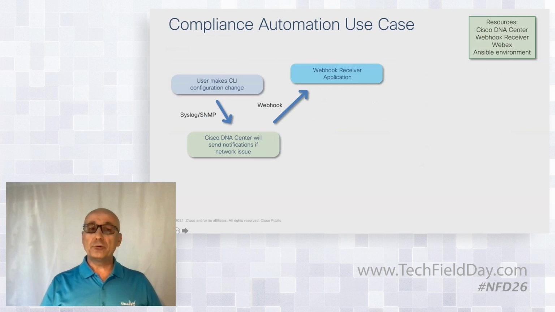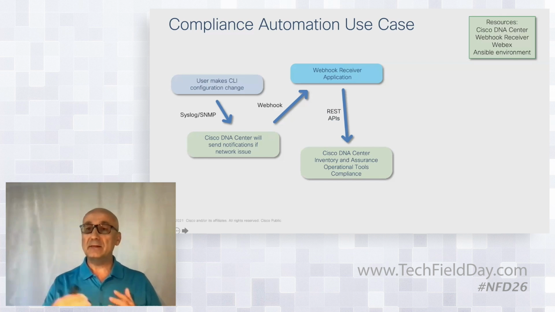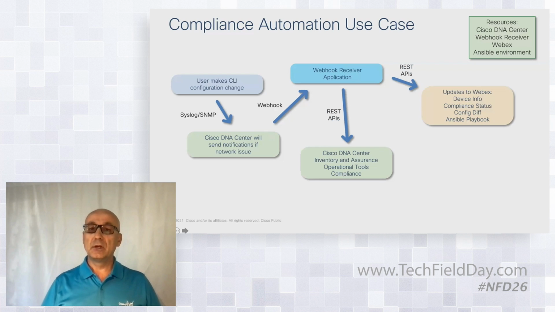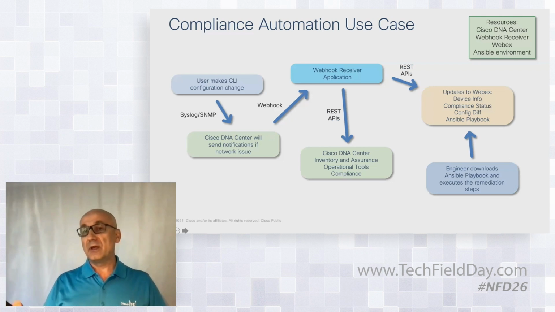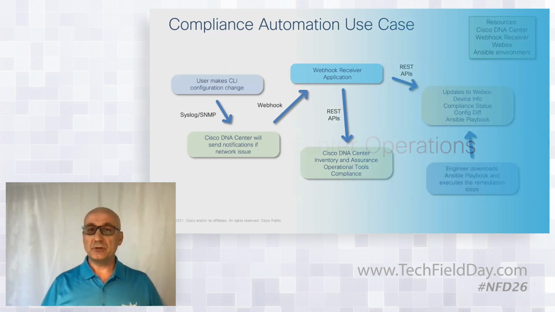And from there, through webhooks, I'm going to send a notification to a custom application. This is the proof of concept to showcase the abilities to use code. From that webhook receiver, I'm going to call Cisco DNA Center REST APIs to learn more information regarding the issue, the device that is impacted, and start to collect information regarding the startup configuration and running configuration. Then I'm going to update the user in WebEx, and I will provide to the network engineer a playbook that they can run with Ansible to remediate the situation.